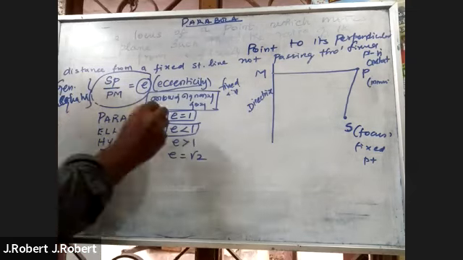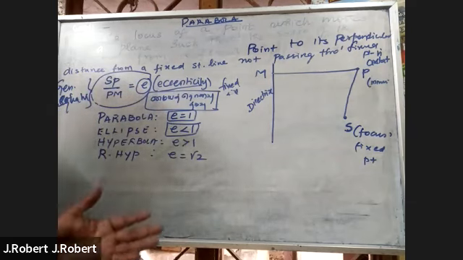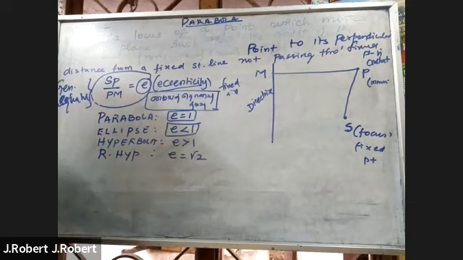If e is 1, parabola. e is less than 1, ellipse. e is greater than 1, hyperbola. e is equal to root 2, rectangular hyperbola. This basic, fundamental concept is very useful for solving the problems. Please take down.